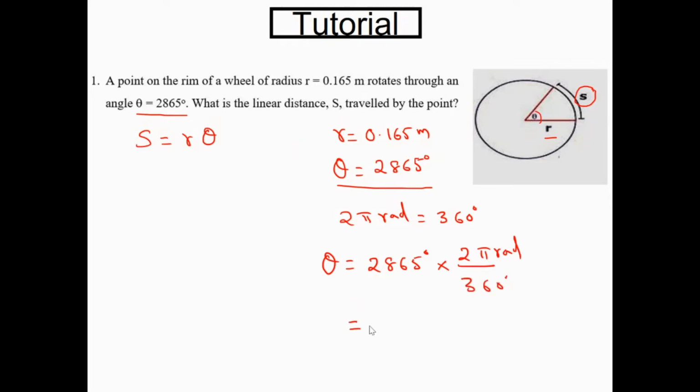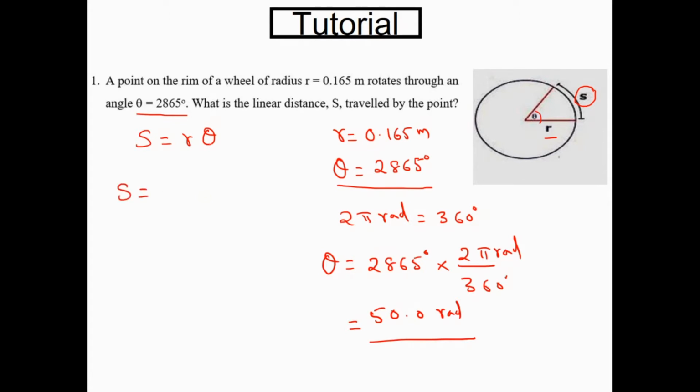Now I have to use my calculator. 2865 multiplied by 2 multiplied by pi value. Here pi is 3.14, divided by 360, which gives the value of 50.0 radian. Now I'm going to take this value and substitute it in this equation.